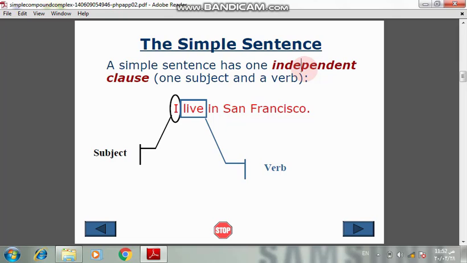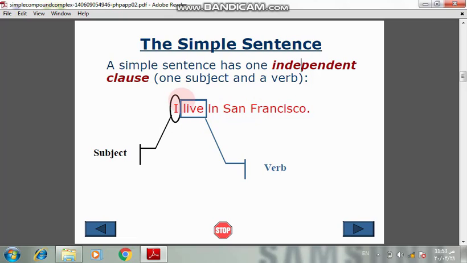The same thing happens here in grammar. The simple sentence can stand on its own; it gives a full thought or complete idea. So an independent clause or independent sentence is a sentence that gives you a complete thought, a complete sense, and it doesn't need any help or support to make sense. One subject and a verb.